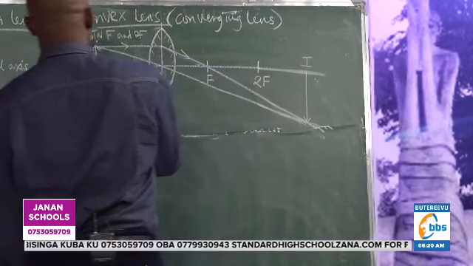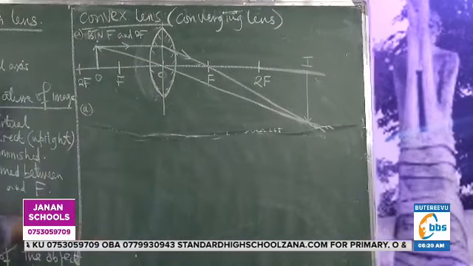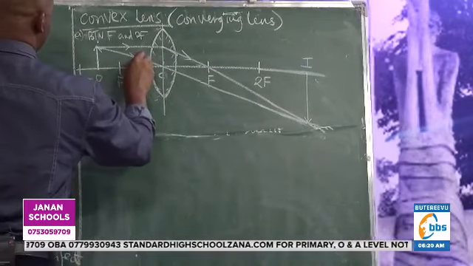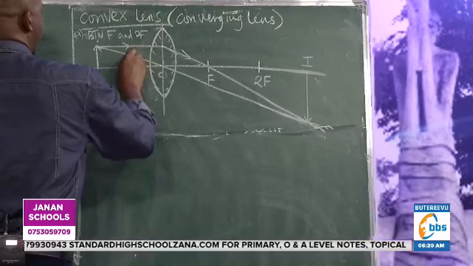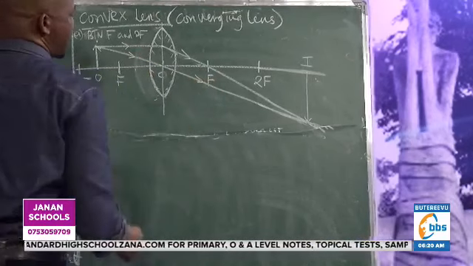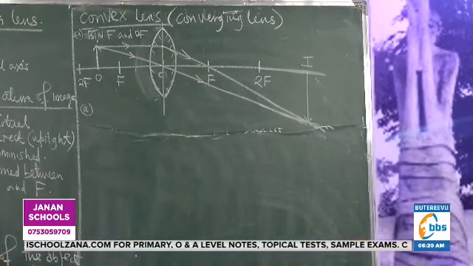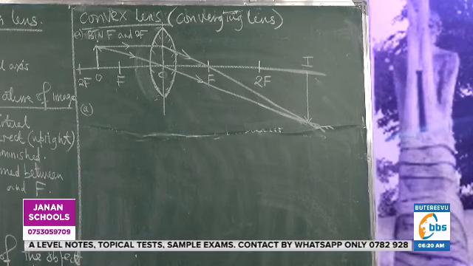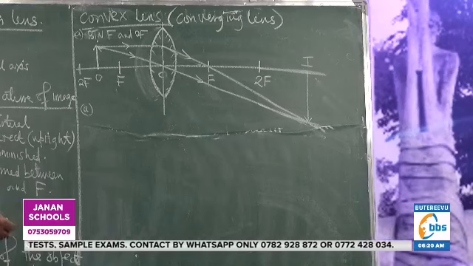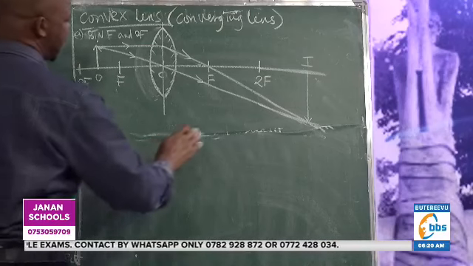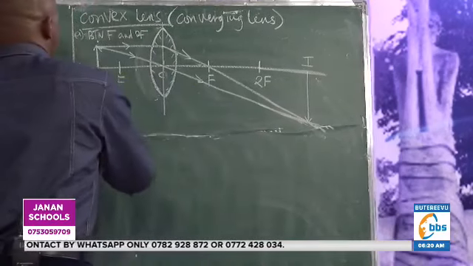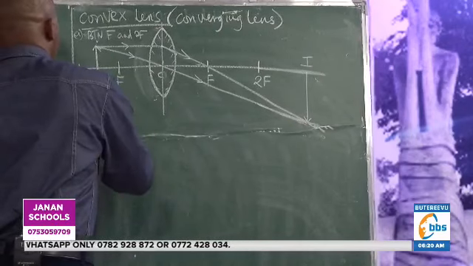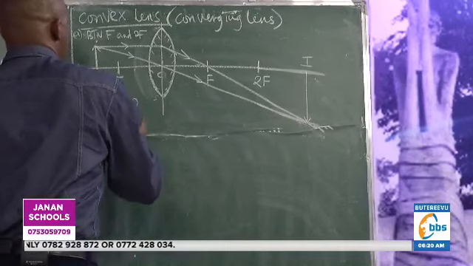If the object is placed between F and 2F, you discover that the image will be formed beyond 2F. The image will be formed beyond 2F, and that image must have the following properties that we call the nature of image.